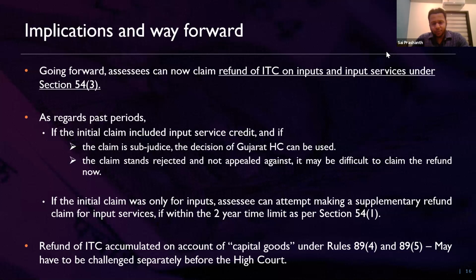Another thing which I've not mentioned here, which I thought to just highlight, is what happens now that this decision is going to come out. Is there a possibility of the government coming out with a retrospective amendment like what we saw for section 140? Retrospective amendments can overcome all the High Court decisions. It's again something which we'll have to wait and see.